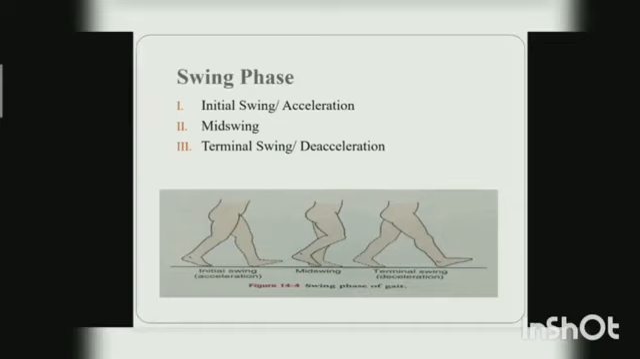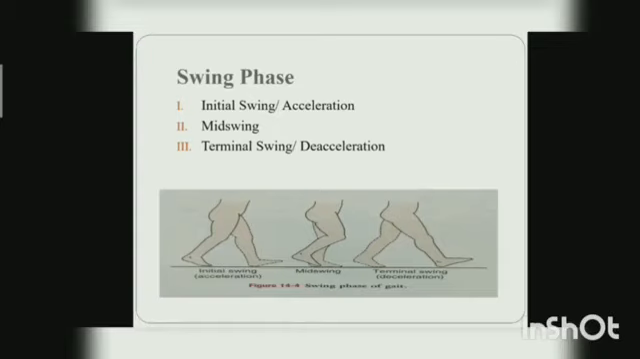Initial swing occurs in the beginning of the swing phase, that is, when the toe leaves the ground, and continues until mid swing, the point at which the swing extremity is directly under the body. We can see the initial swing phase, mid swing phase, and terminal swing phase in this picture nicely.